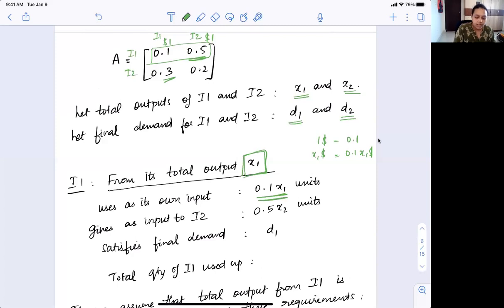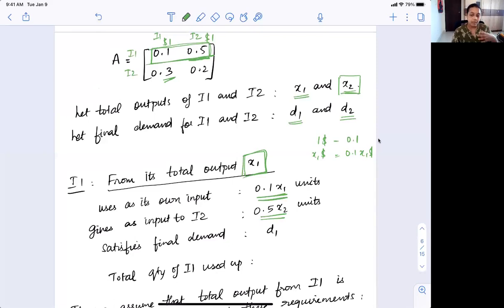So if I2 is producing $1 worth of output, I1 gives 50 cents of its input. If I2 is now producing X2 dollars worth of output, then the input that will correspondingly flow from I1 is now going to be 0.5 times X2. All I'm doing is just looking at the first row and generalizing it.